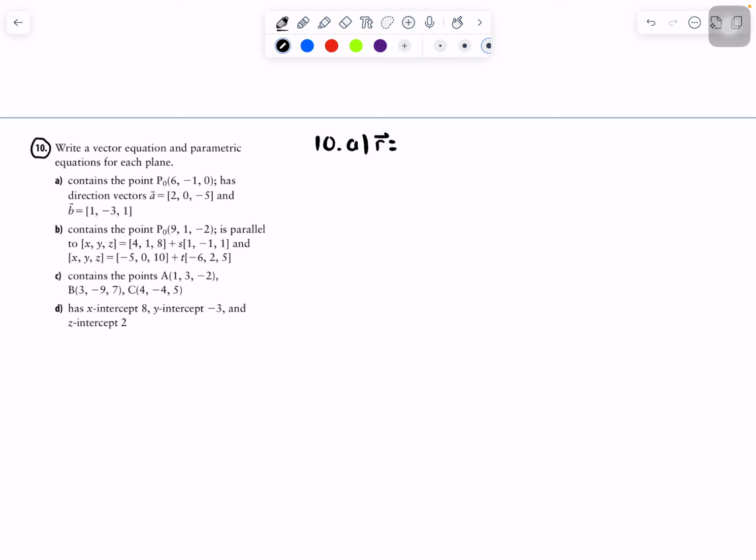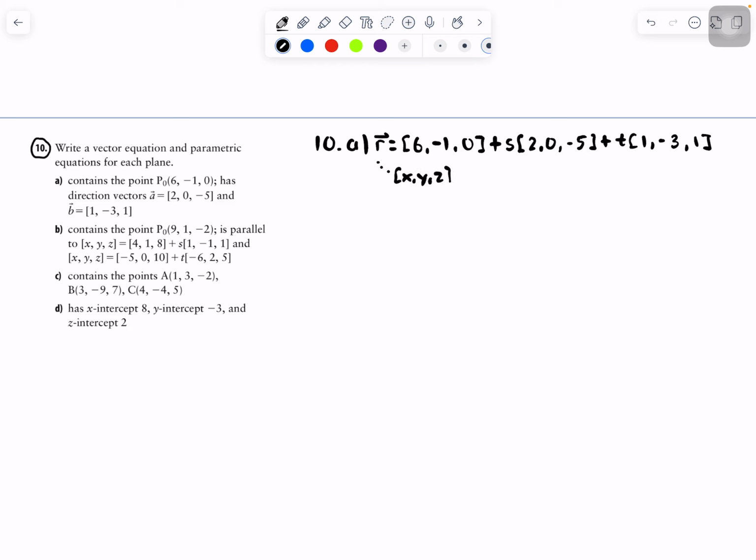The equation of a plane, remember, is, I like to write r equals some known point. So the known point here will be (6, -1, 0), plus the direction vector, s multiplied by the parameter, (2, 0, -5), plus t (1, -3, 1). So some people will write, instead of r, just x, y, z.